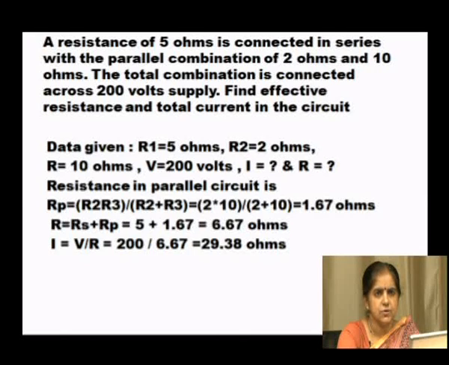So, R1 is equal to 5 ohms, it is connected with the parallel combination of R2 is equal to 2 ohms and R3 is equal to 10 ohms. So, this connection is connected across a supply voltage of 200 volts. What will be the value of I and R? Let us try to calculate the resistance.